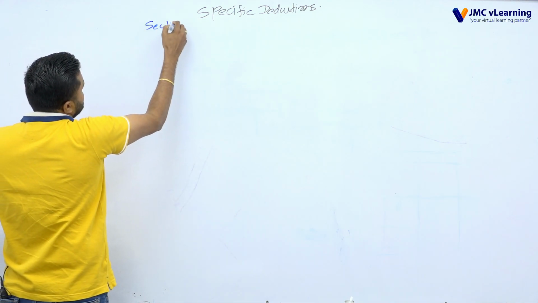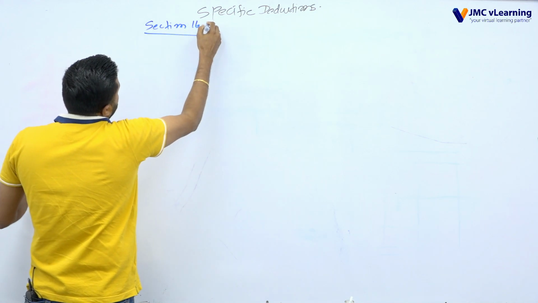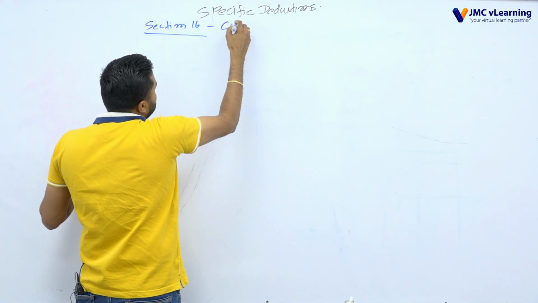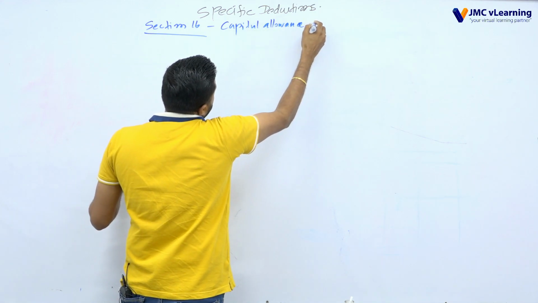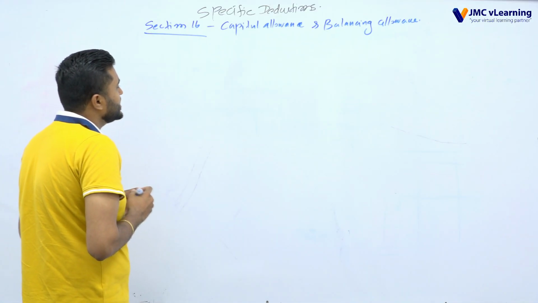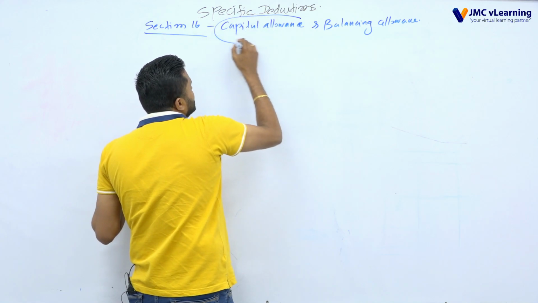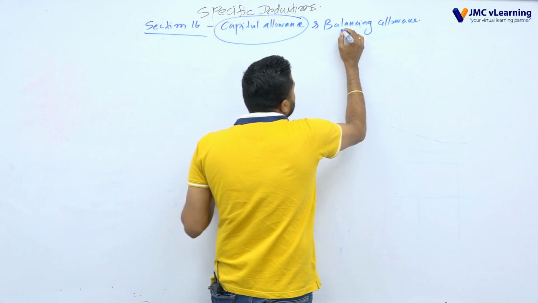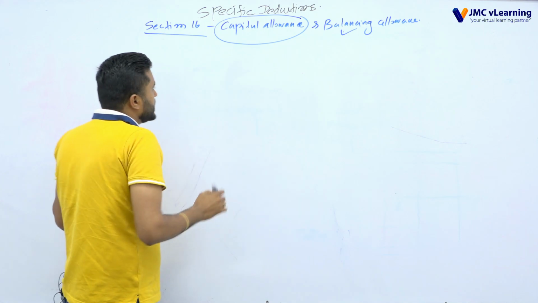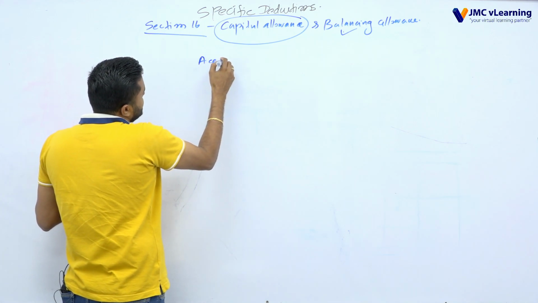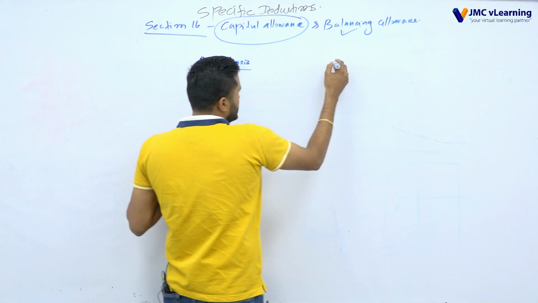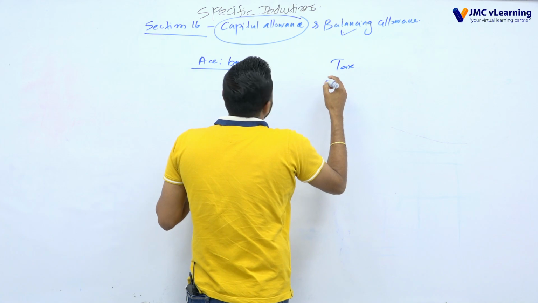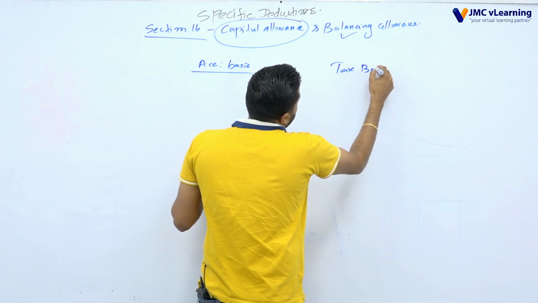So this is very important, section 16. The section 16, you know, the capital allowance and the balance in allowance. I will discuss first the capital allowance, then I will discuss the balance in allowance later. So under the accounting basis, you all are very familiar with accounting, then I will explain this by using this way. This is a tax basis.